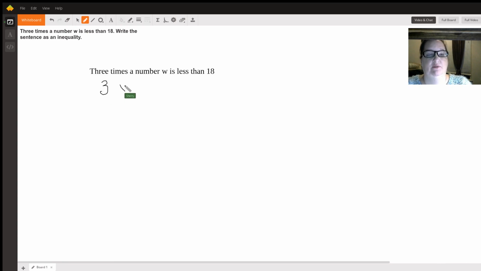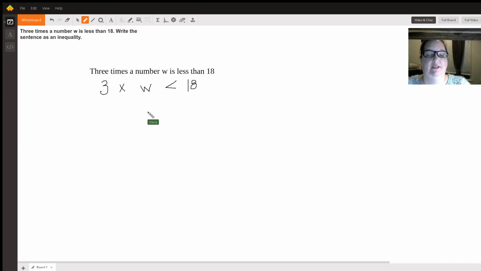Times means multiply. A number w, that's your variable, we don't know what that is yet, is less than. It's going to be your equal sign. Nope. It's not an equal sign because it's an inequality, right? So it's going to be less than, but you're going to treat this just like you would an equation. And so it's kind of like you have an equal sign there. You put an 18 there.